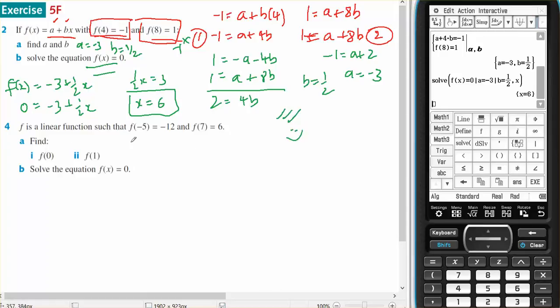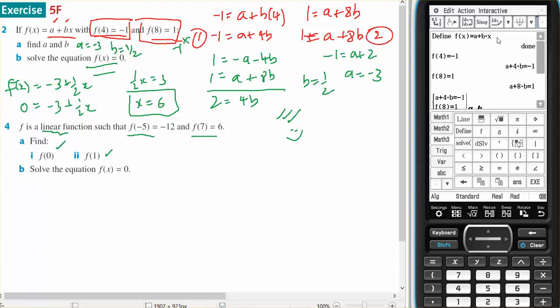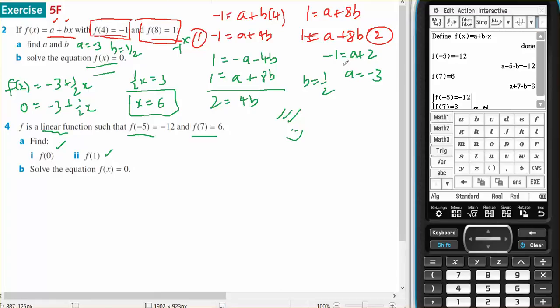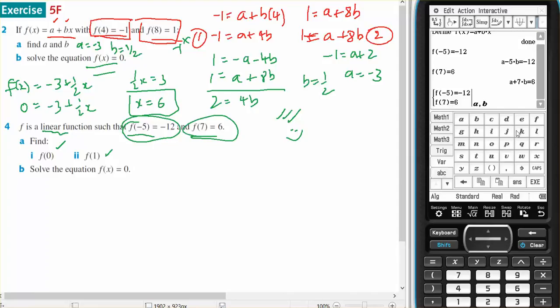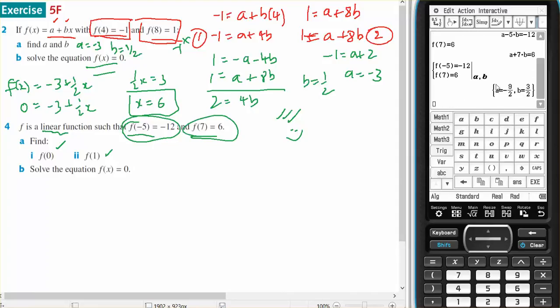Okay, f is a linear function such that f of that equals that and that, find f of 0, f of 1. It's linear. Therefore, since it's linear, I know that f of x equals that, so I'm going to copy that. Okay, I've started again. I predefined f of x equals a plus bx. I put in my first piece of information into an equation, my second piece of information into an equation. I put those two equations into my simultaneous equations, and they're my answers.